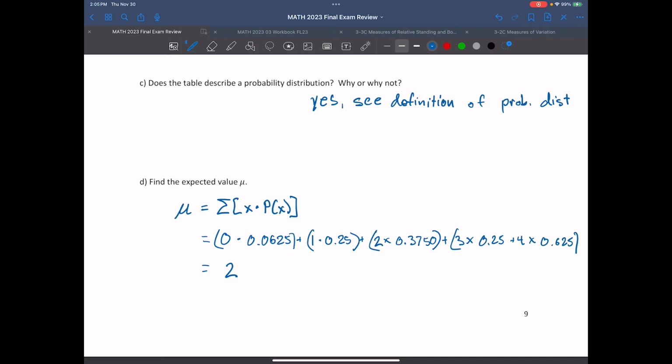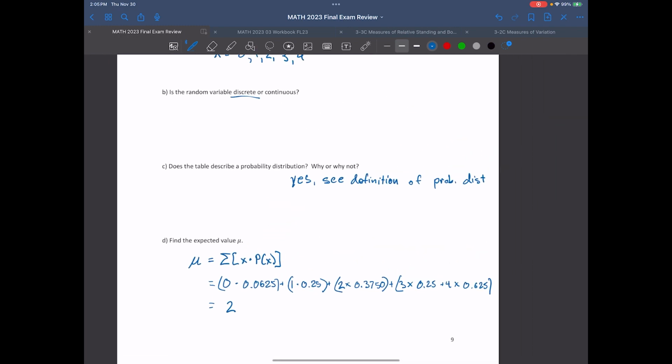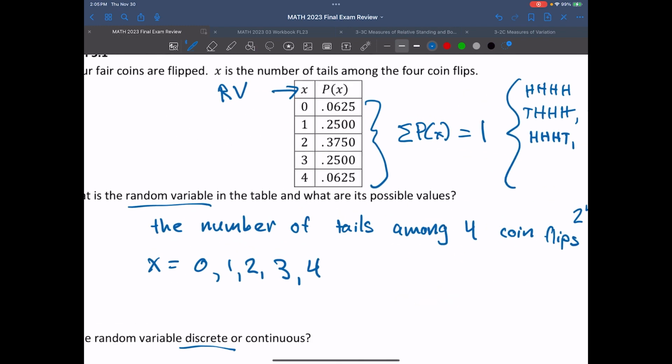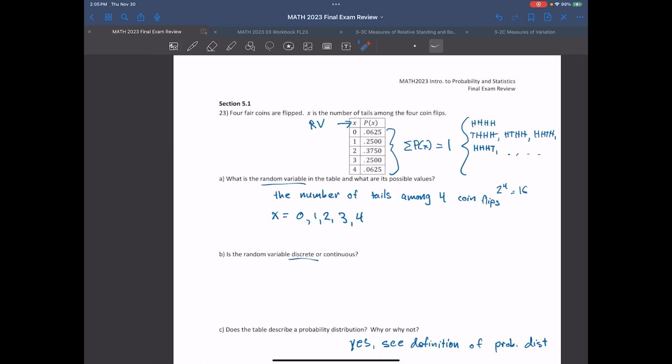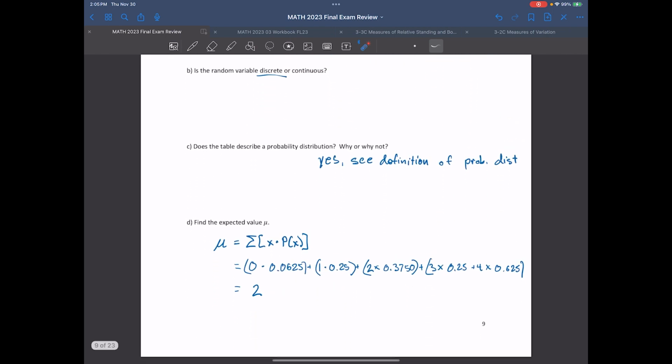And by the way, intuitively, that makes sense, because if you think about a fair coin, it has a 50% chance. So if you were to do one flip, there is a 50% chance, or a 0.5 probability, that it shows up as tails. So if you were to flip it 4 times, you expect 2 of them to be tails and 2 of them to be heads. So that's another way to interpret and intuit the expected value.